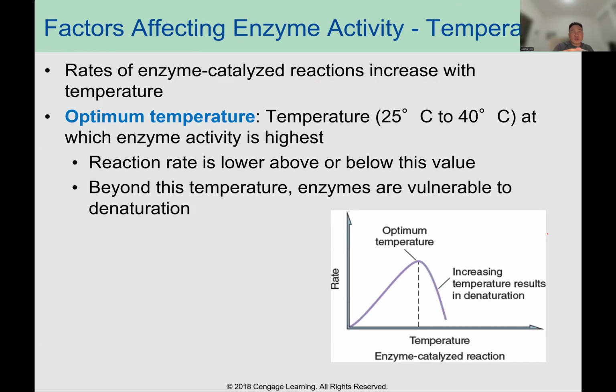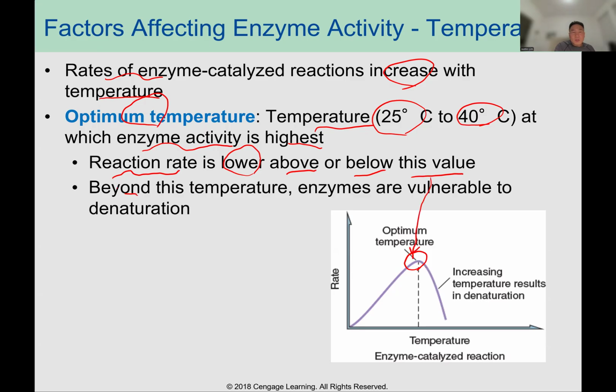What about temperature? The rate of enzyme-catalyzed reactions increases with temperature. The optimal temperature is between 25 degrees Celsius and 40 degrees Celsius, where enzyme activity is highest. The reaction rate is lower above or below this level. Beyond this temperature, enzymes are vulnerable to denaturation.